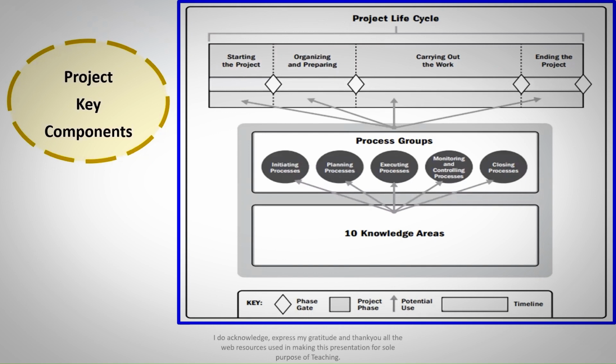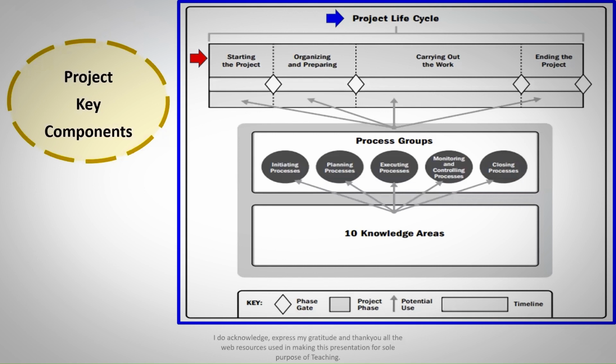Just below the project life cycle, you can see what it contains. It contains the phases of the project. One is starting the project. Second is organizing and preparing the project. Third is carrying out the work which is planned to be done under that project. And fourth is ending the project.